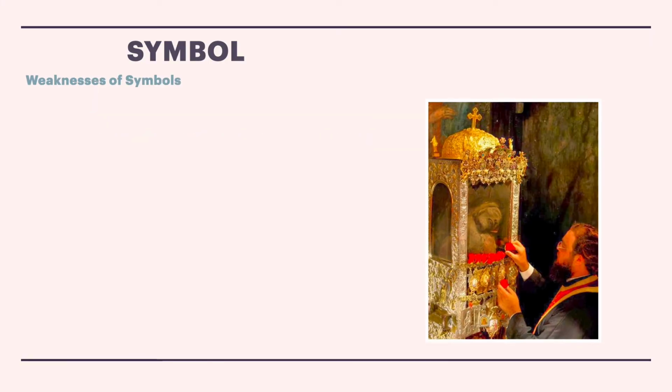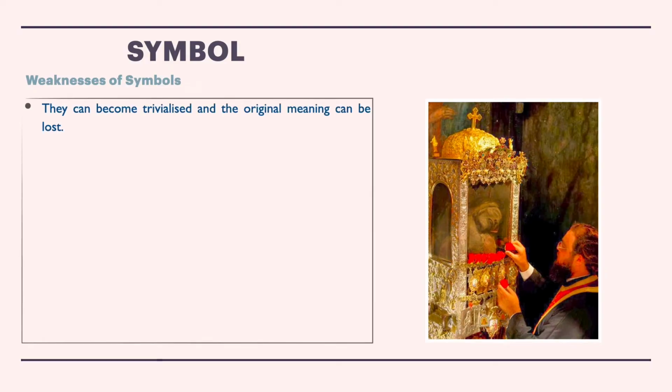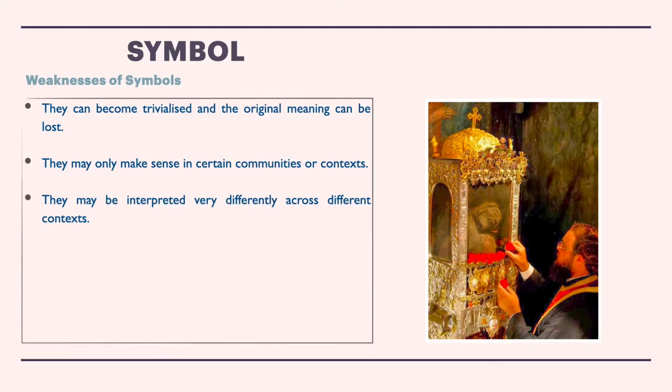Let's have a look then at some of the weaknesses of symbols. These are general weaknesses. They can become trivialized, and the original meaning can become lost. They may only make sense in certain communities or contexts. They're not universal. They don't necessarily transcend all contexts. They could be interpreted very differently across different contexts.